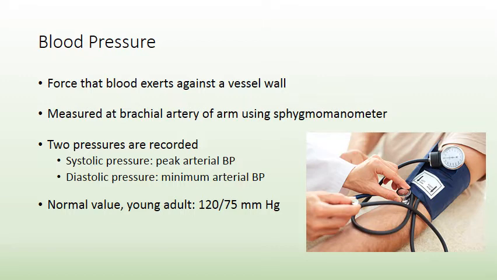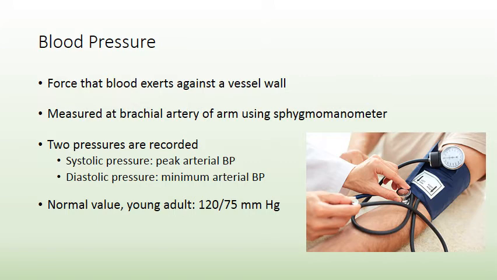The brachial artery is fairly close to the skin, and so we can measure the pressure of the blood moving through that artery. That artery is also relatively close to the heart. At the heart, at the aorta, is where we're going to have the highest blood pressure. So we want to measure blood pressure as close to the aorta as we can to get a true reading of how much pressure is being exerted on the artery walls.